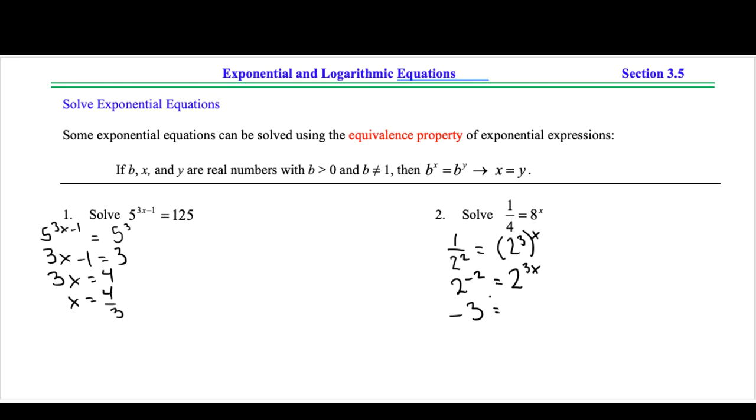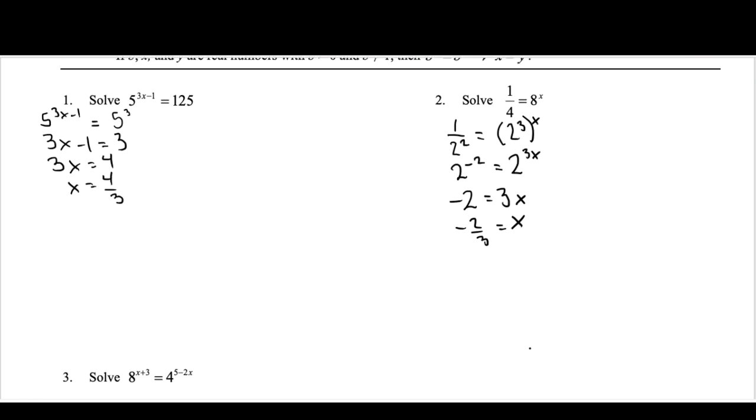Sorry, let me try that again. That should be a -2 right there, not a -3. Okay, here we go. -2 equals 3x. And then divide both sides by 3, you get x equals -2/3. Okay. One more along these lines.